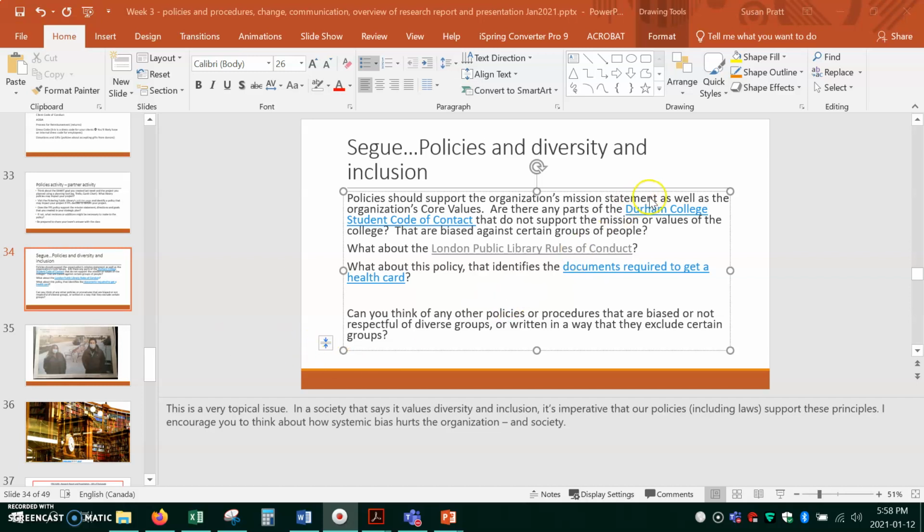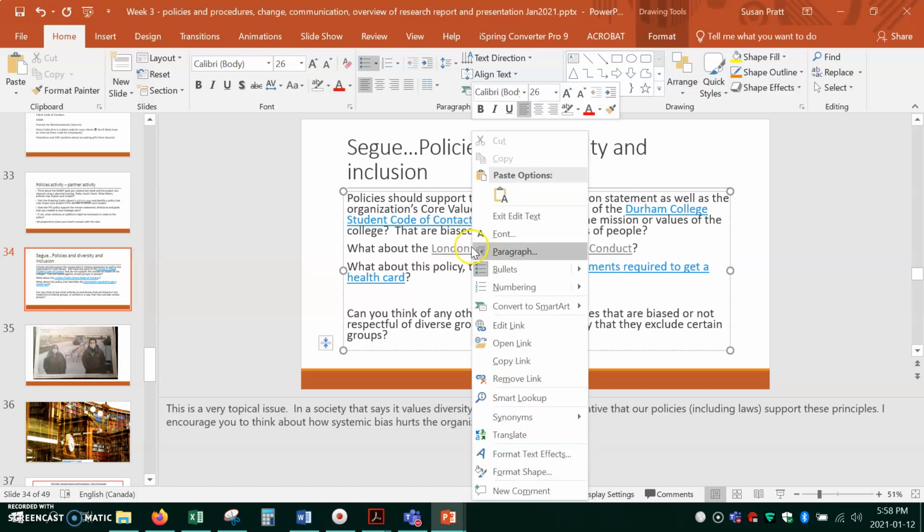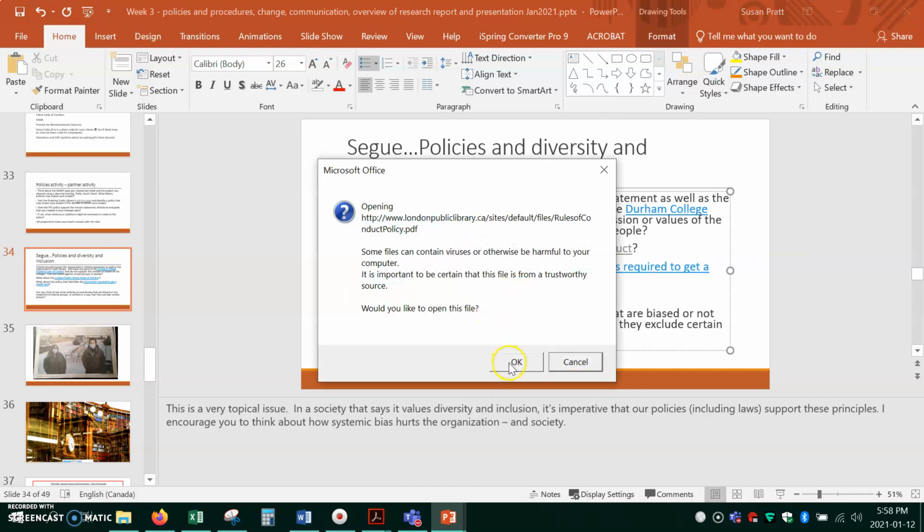I encourage you to open up the Durham College Student Code of Conduct and think about it from the perspective of a parent with young children who's trying to get an education. Maybe you'll see some bias in there. Or look at this one from the London Public Library. Okay, so I'm just going to open it so you can see what I'm talking about.